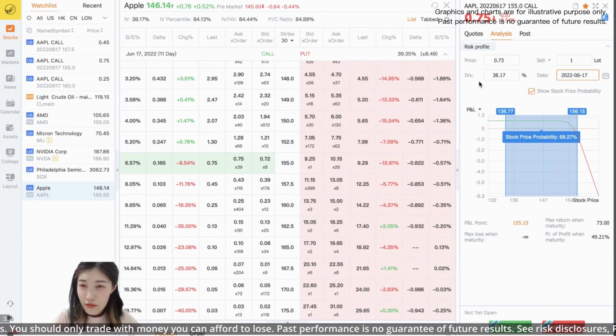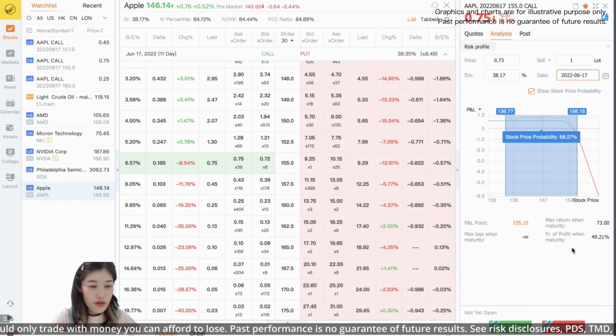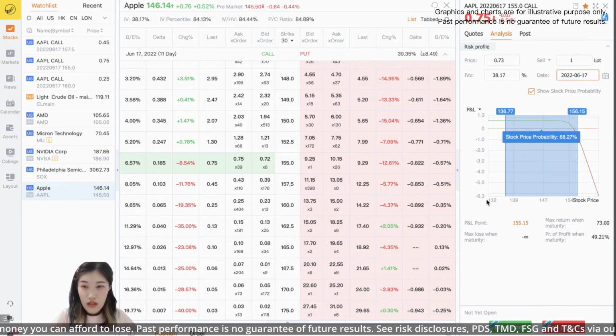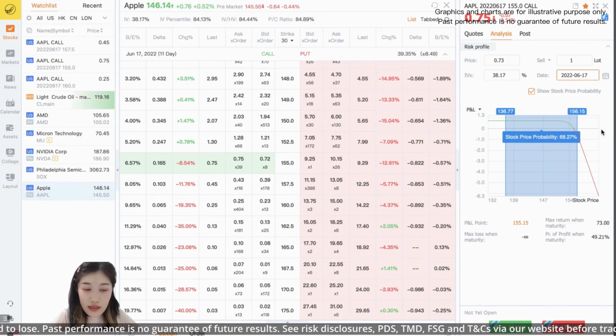Now, from the P&L chart, the max returns and the probability of profit are automatically calculated for you. And so is the break-even point, which is stated as the P&L point on the chart. It is at 155.15, meaning that unless the shares of Apple rally above this break-even point, we will make a profit nevertheless.